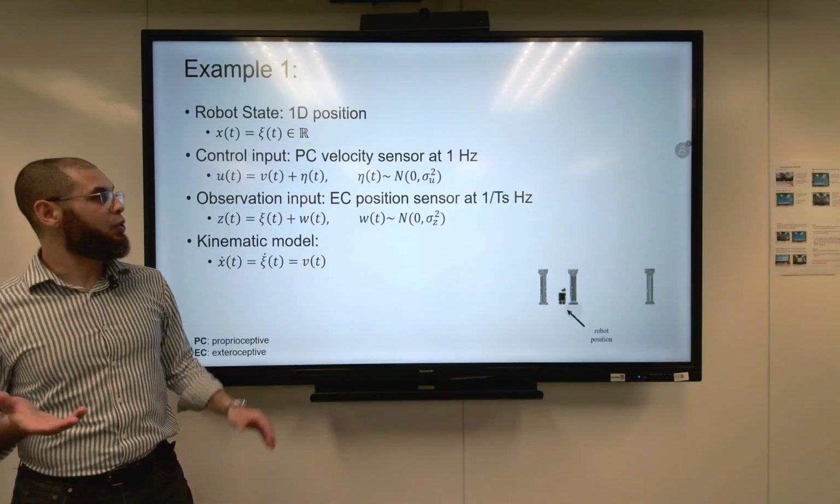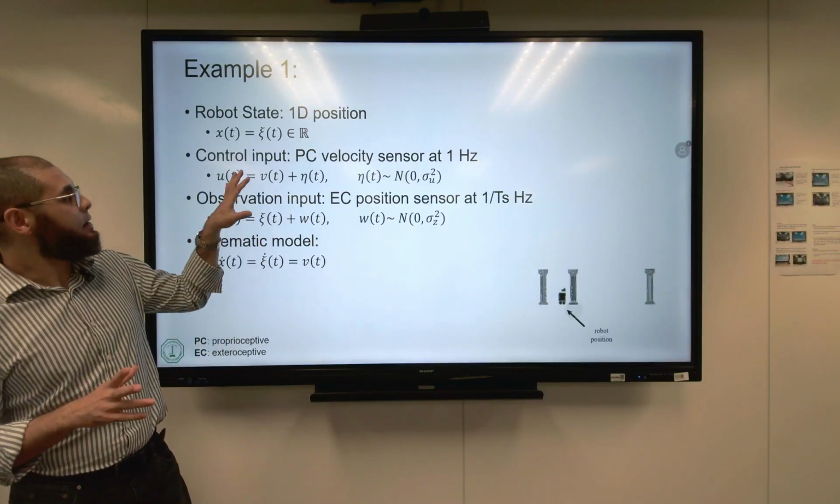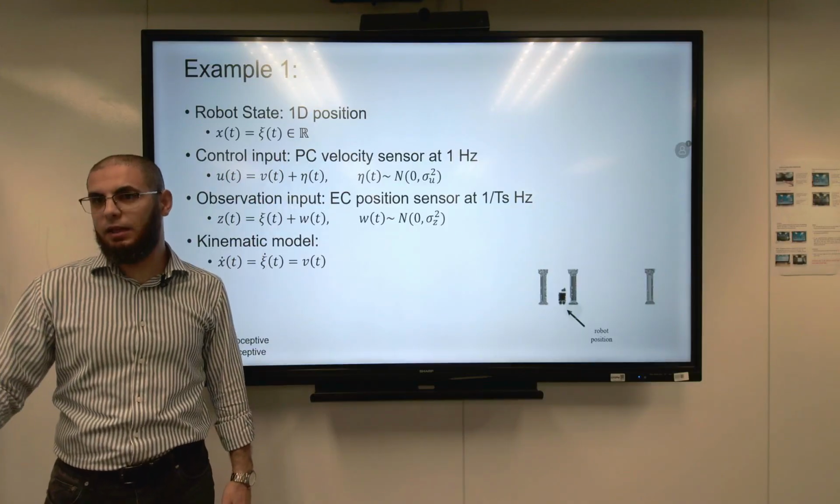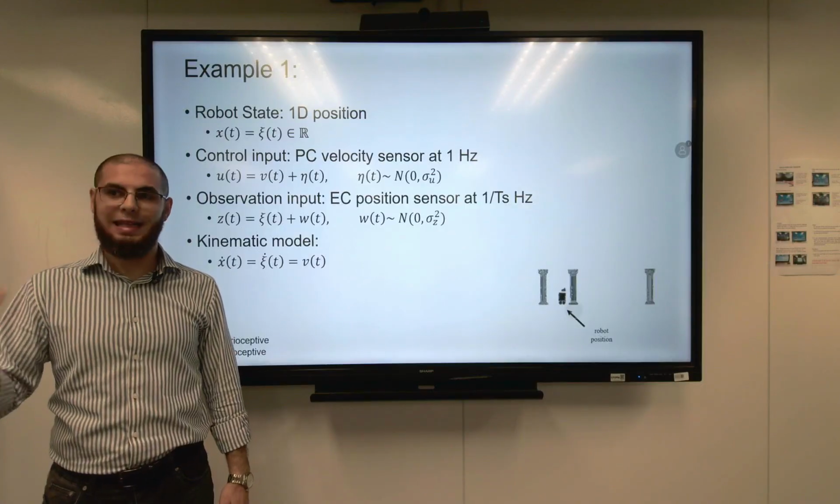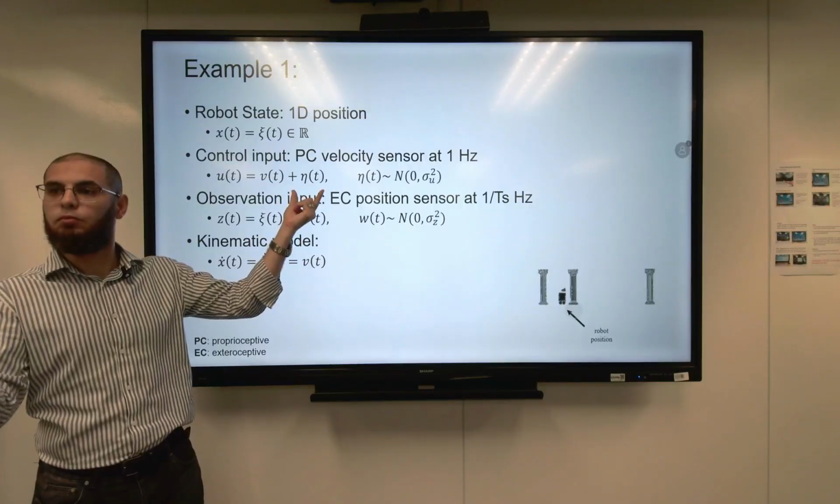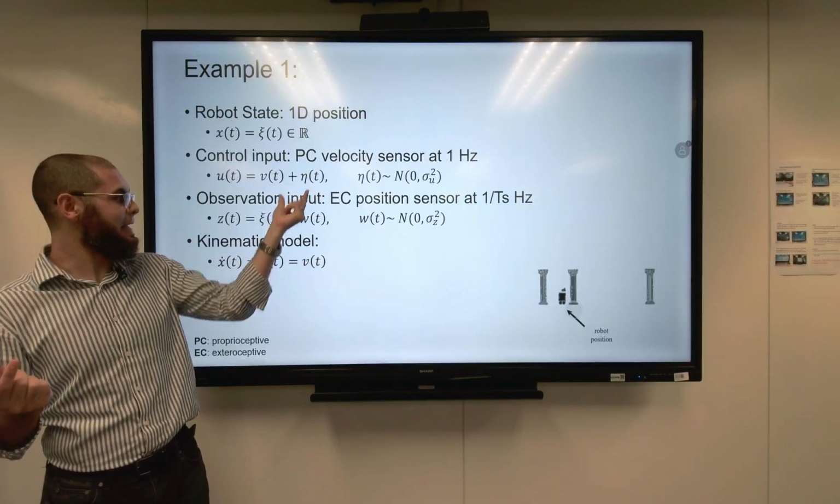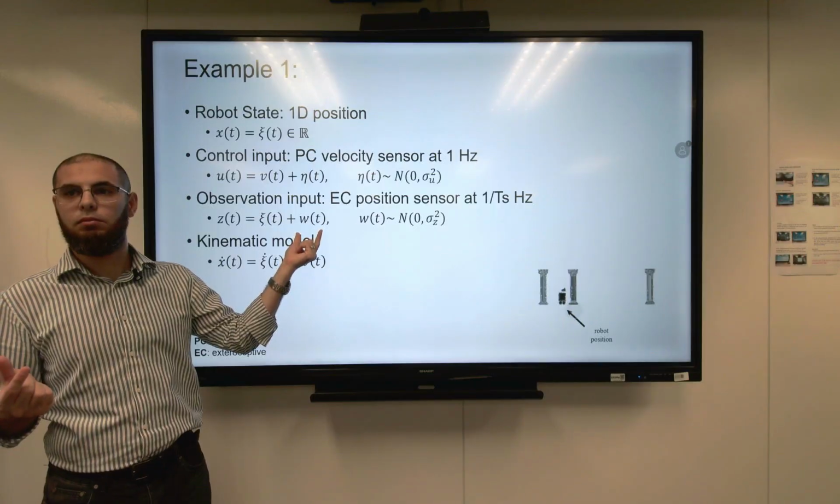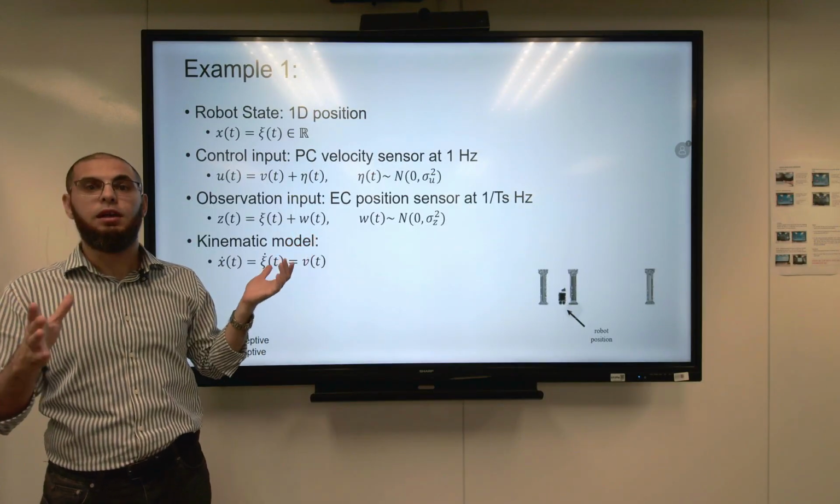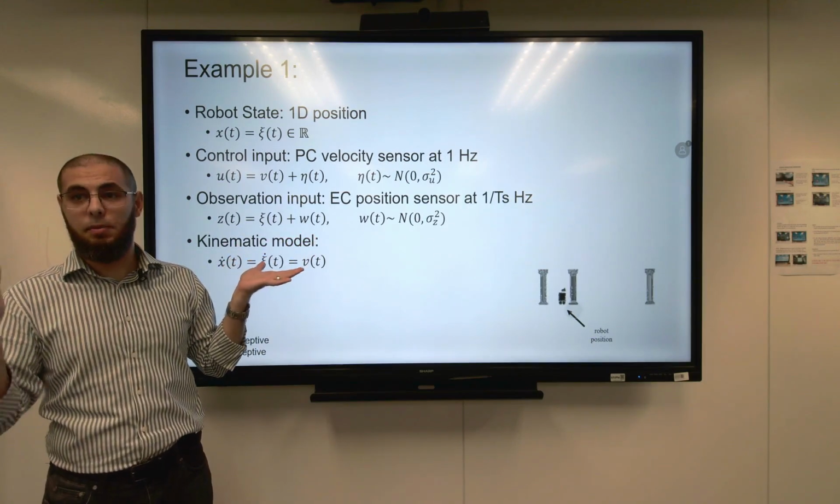And again, the two sensors are not perfect. So I don't get exactly the real position and the real velocity. I always have some, what? What is this eta and w here? Noise, exactly. They're noise, so they're not a bias. The bias is another story.